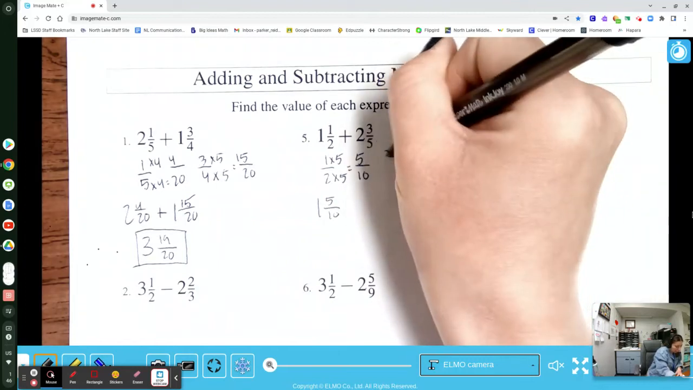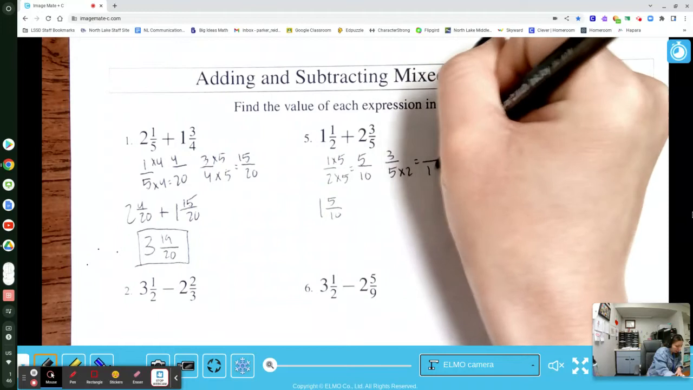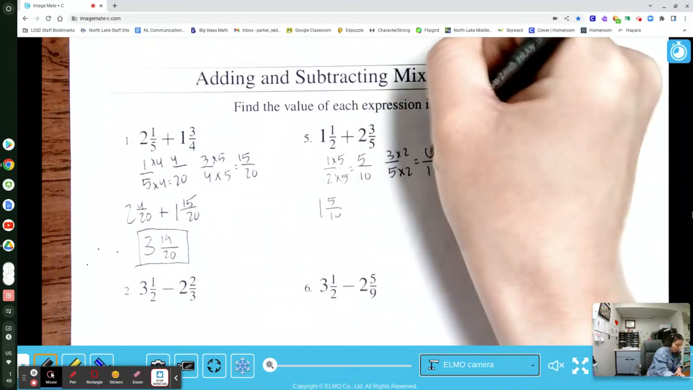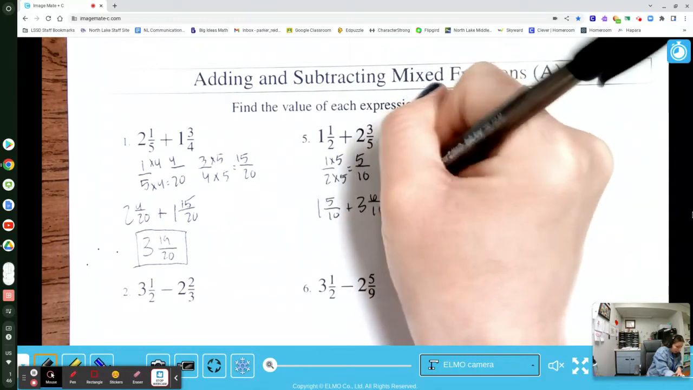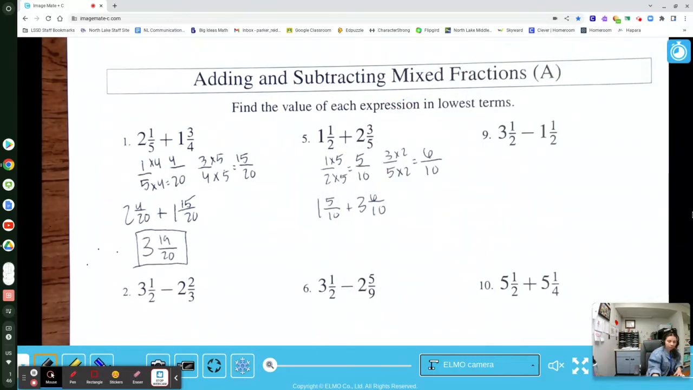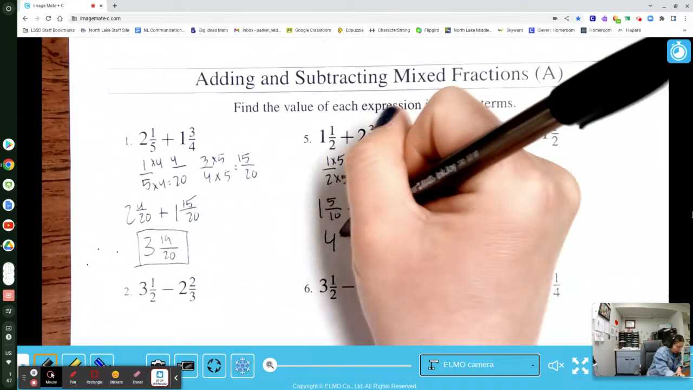Now I'm going to change 3/5 to have a denominator of 10. So 5 times 2 is what gives me 10. I do the same to the top. 3 times 2 is 6. So now this says 3 and 6/10. So now I'm ready to go ahead and add these. I'm going to add the whole numbers and fractions separately. So 1 plus 3 is 4. And then 5/10 plus 6/10 is 11/10.